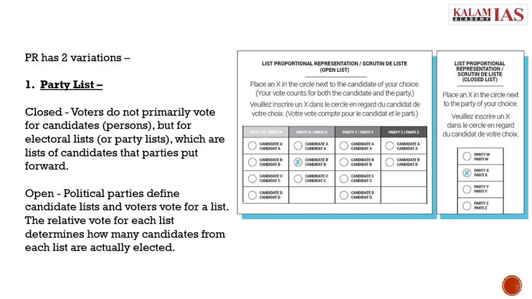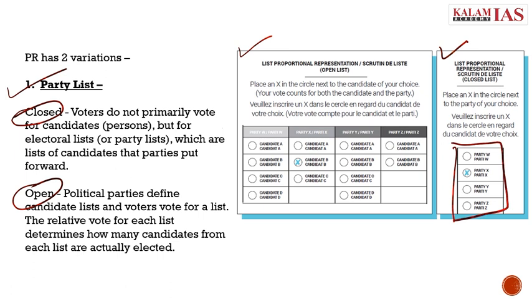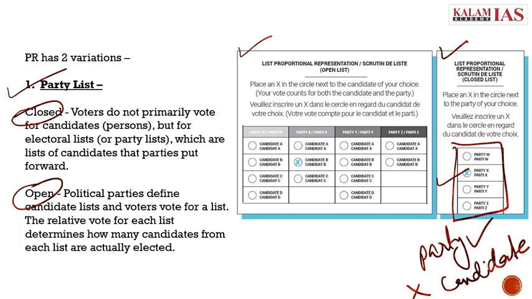Okay. Proportional representation has two variations. The first one is the party list, which is of two types, closed and open. This is the closed list and this is the open list. Okay. Now, what is the difference between the two? In the closed list, what happens is that on the day of polling, the ballot paper just has the list of parties. Okay. And the voters, they have to mark the party they support. So in this case, the voters vote for the party and not the candidate. This is the basic difference. The voters vote for the party and not the candidate.